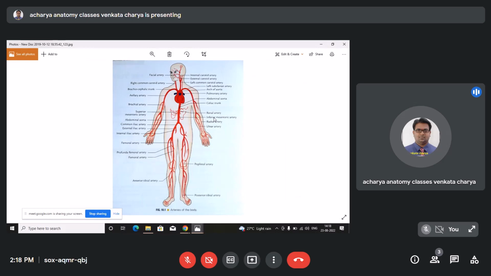Whenever the right ventricle contracts, blood pushes upwards and enters the pulmonary trunk. See here, this is the pulmonary trunk. The pulmonary trunk bifurcates, giving two branches, one on the right side and another on the left side. The right side branch we call the right pulmonary artery, which runs towards the right lung.